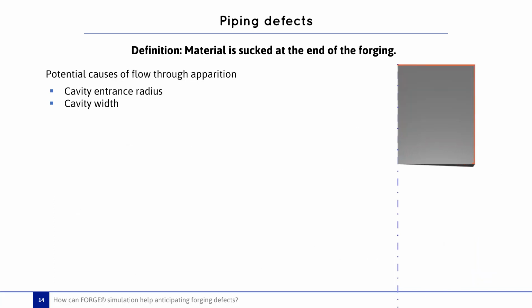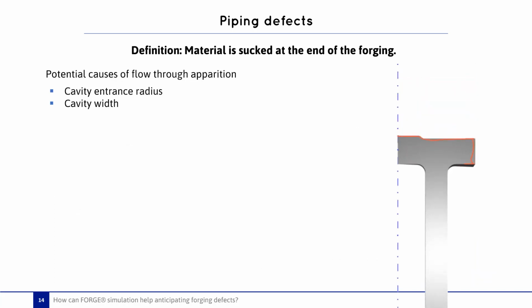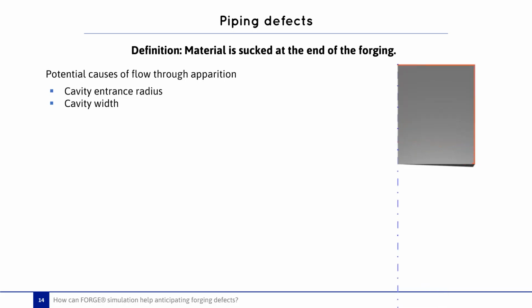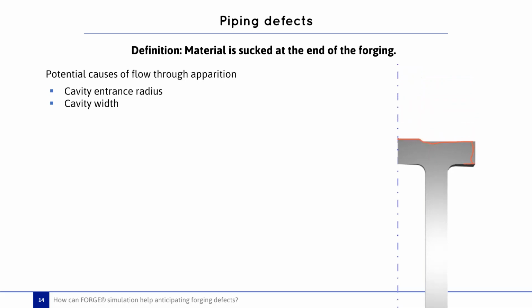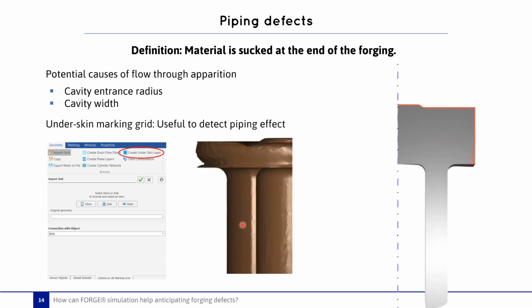Now let's see another defect, the piping defect. How to detect piping defect or flow-through in our software. Piping defect or flow-through appears where the material is sucked in at the end of the forging. In the case of extrusion, the potential causes of flow-through appearance are the cavity entrance radius and the cavity width. In numerical simulation, you can use the underskin marking grid layer that helps you to detect this defect. Here, the underskin marking grid is in red. We can check the apparition of the fault in this corner of the piping defect and as well on the upper corner.